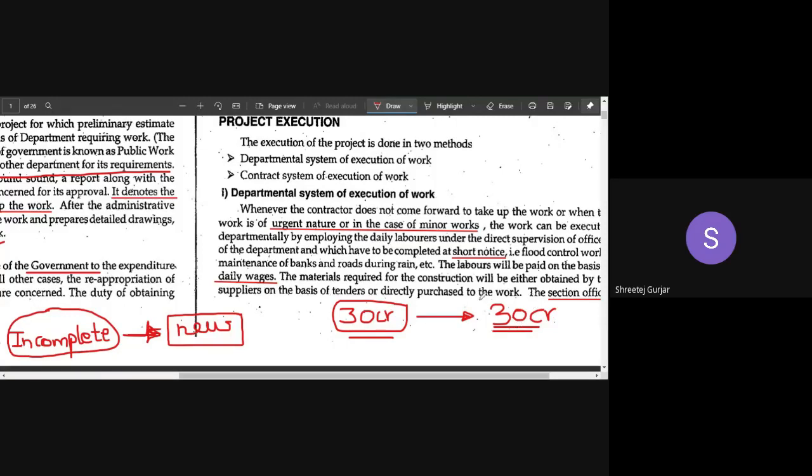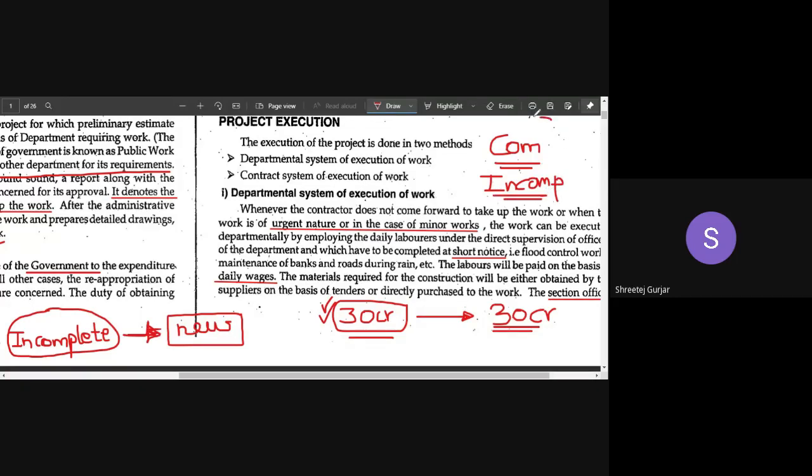For the completion of this particular work. Okay. The first case, what I've told you, it has completed. The work has been completed, but it has crossed the stipulated budget or the stipulated amount that was given to it, right? And the second thing is, the work is incomplete, and it needs more funds to be completed.